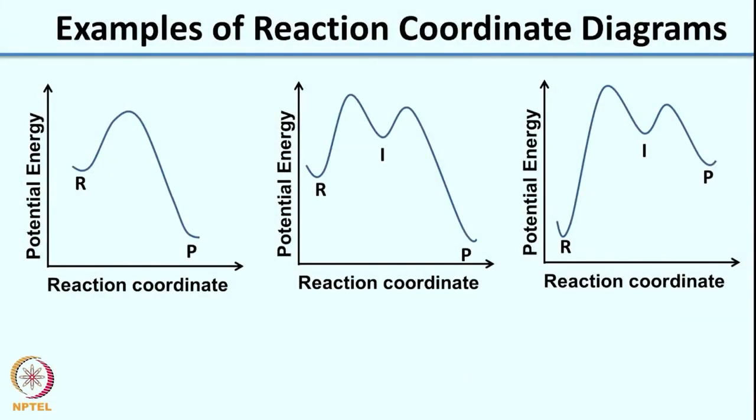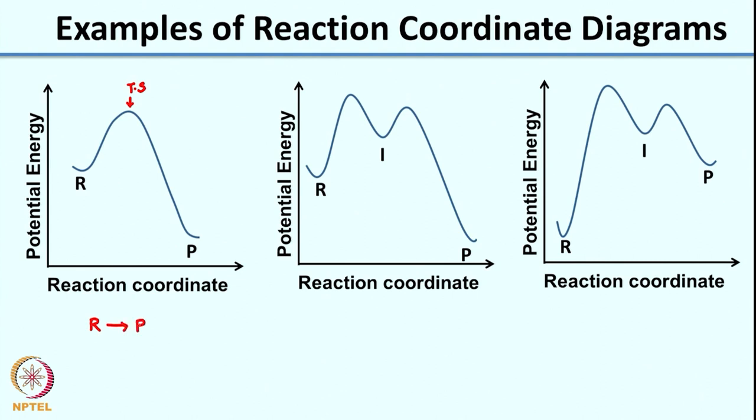So in each case what you have is your reactant and product, and as I told you in the last class, the hill corresponds to a transition state. So in the first case, you have a simple reaction of R going to P. It looks simple on the reaction coordinate, it might be quite complicated, but by simple what I mean is it has only one hill or one transition state to cross. So this reaction can be represented as R going to P.